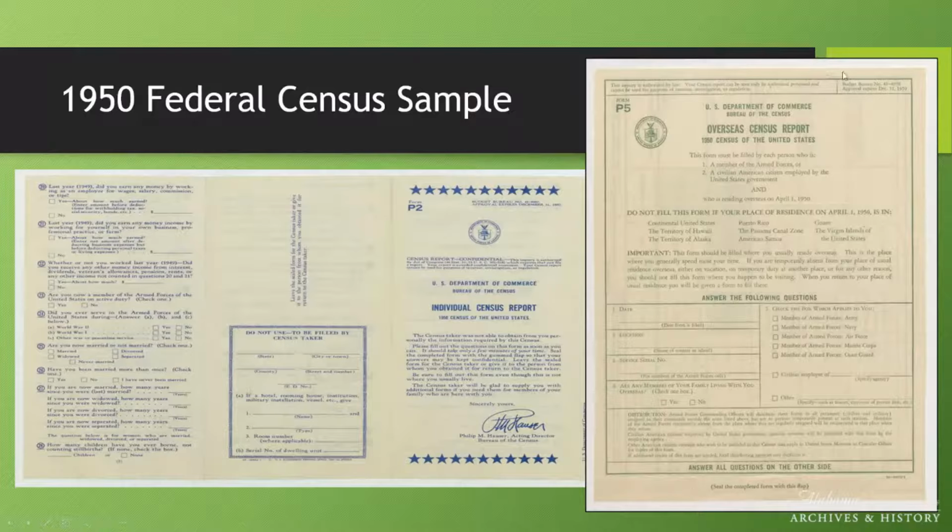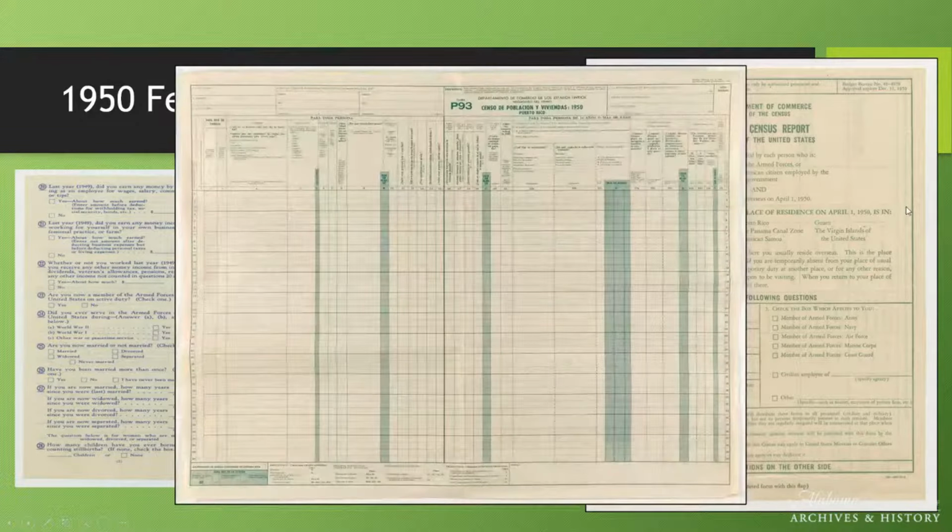And then this is the overseas census report. So if you were one of those Americans who were living abroad, this is the form that you would have filled out and then mailed in. And you can see it says very clearly, do not fill this form if your place of residence on April 1st, 1950 is in, and it lists all of the territories. And it also says continental United States, because if you were in a territory, you would have filled out something more like this form. Each of the territories has their own, and this one is from Puerto Rico. You can see all of it is in Spanish. So this is what that form would have looked like.